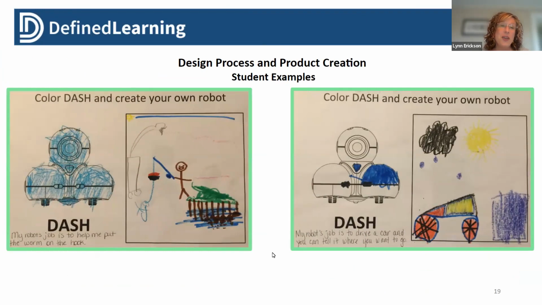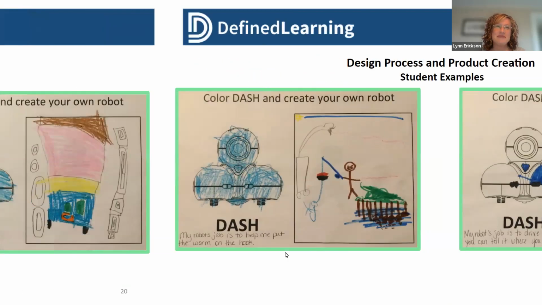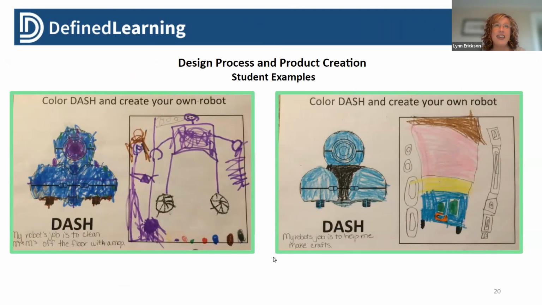So as you can see, we have a robot where a student needed that to help them put the worm on the hook. And another student wanted their robot to drive a car and tell them exactly where to go. And then obviously to clean M&Ms, they must have a problem with dropping M&Ms on the floor. So their robot was going to be designed to clean those M&Ms off the floor with a mop, and also to help them make crafts.